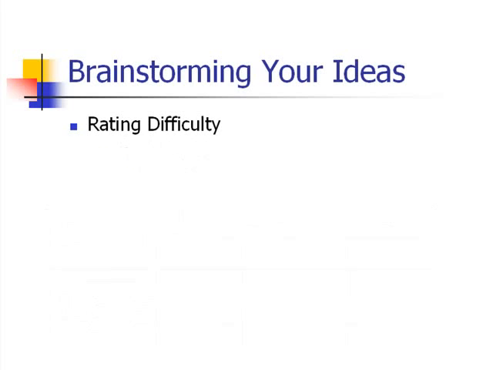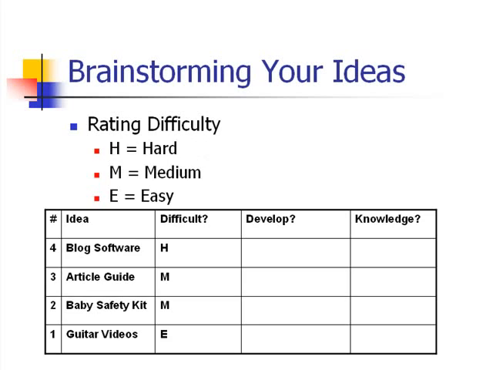Now let's move on to Step 2, difficulty. In the difficult column, place an H, an M, or an E in the column for each idea. This indicates how difficult it would be, based on your experience and skills, to turn this idea into a product. Please note, do not ask anyone else to answer this for you, especially by posting in a marketing forum. Only you can answer these questions.